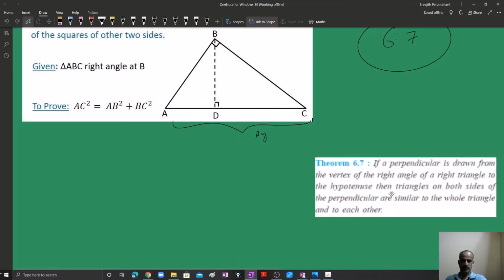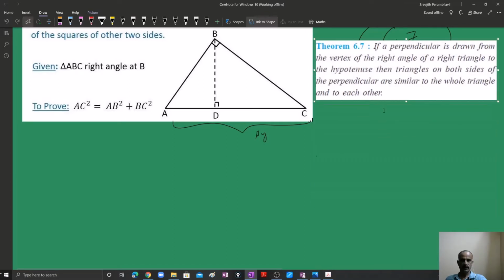Theorem 6.7 says that if a perpendicular is drawn from the vertex of the right angle of a right angle triangle to the hypotenuse, consider this perpendicular BD, then the triangles on both sides of the perpendicular, there are two triangles on both sides, that is this triangle as well as this triangle, are similar to the whole triangle and to each other.